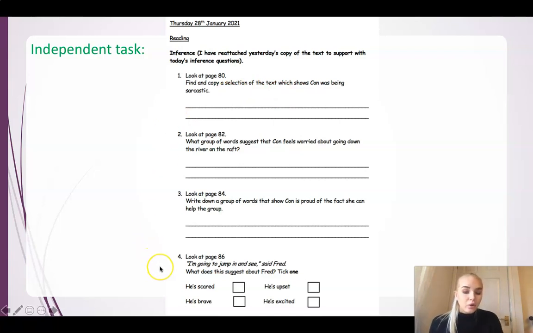And then question 4 and question 5, but question 5 isn't included on this screenshot that I've shown you here, gives you a quote to look at. So it says here, I'm going to jump in and see. And then it asks you something that it might suggest, and you need to tick one, okay? Before ticking one, read all the options first, like we practiced last week in one of our lessons, okay? Always read all the answers available and then you can choose. Okay, that is your task for today.